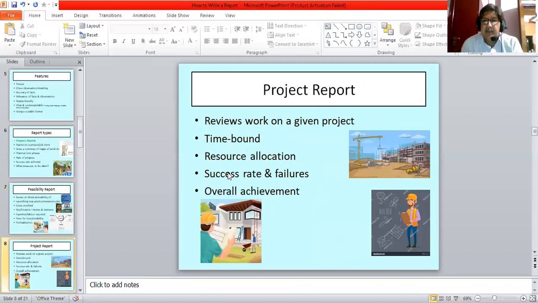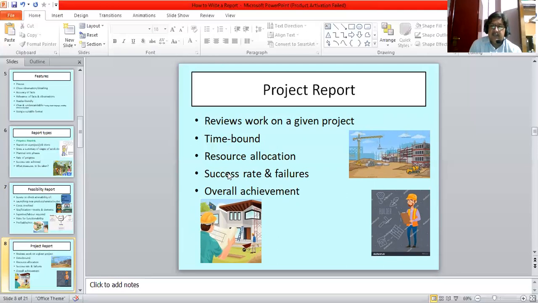Again, another type of report which is very common and which is very important also is the project report. So it reviews basically the work that is done on a given project. And this work is necessarily time bound. Now, this project might be an annual project, or it can be 2 or 3 years or 4 years. So how much work is done in the span of that time? So it will give us an estimation of that.